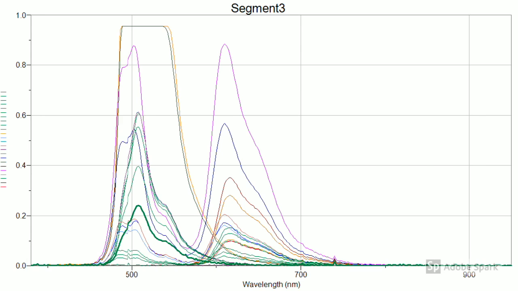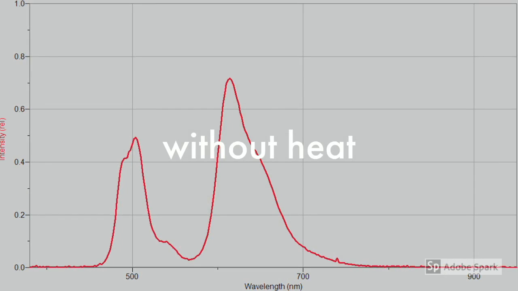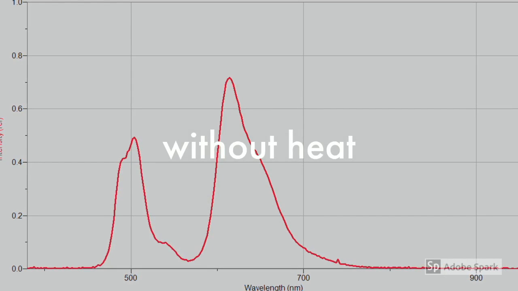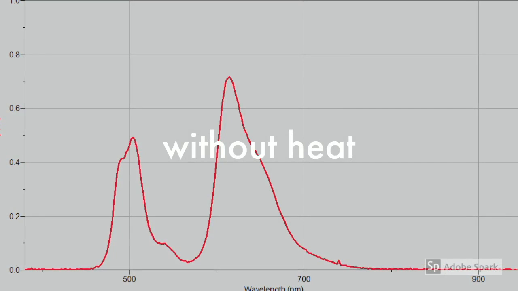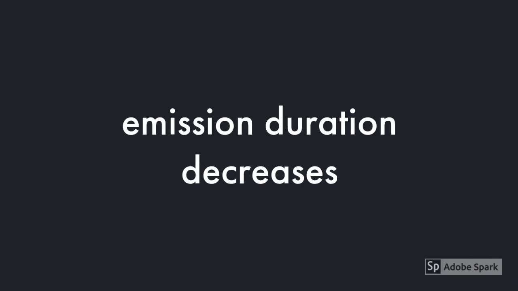If this experiment had been conducted without the addition of heat, the reaction would proceed at a much slower rate, and less photons would be emitted per unit of time compared to when heat is added. The amount of dye and activator still remains the same with or without heat, so the emission duration with the addition of heat would be shorter because the dye and activator turn to product at a faster rate. Thus, the input of energy catalyzes reactions and causes emission duration to decrease.